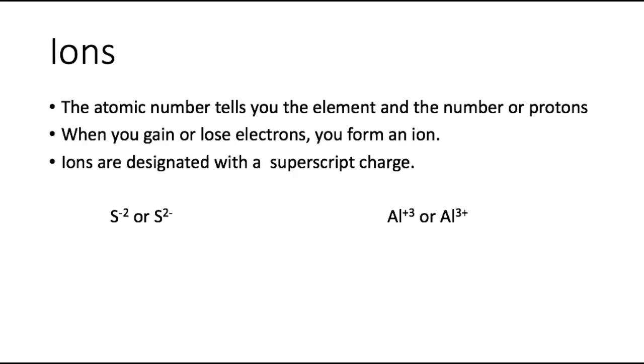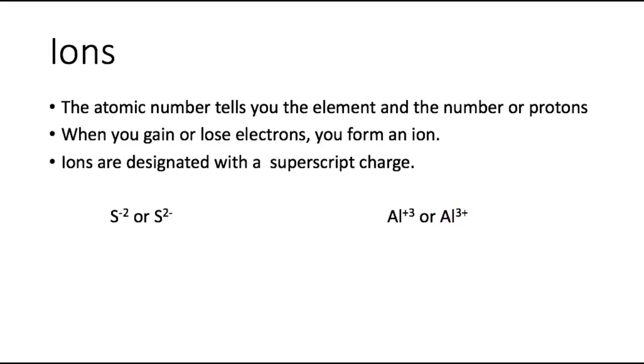Ions, on the other hand, are atoms that have a charge. So we're no longer dealing with a neutral atom, we're dealing with an ion, or an atom that carries a charge. The atomic number tells you the element and the number of protons, but when you gain or lose electrons, you form an ion. Ions are designated with a superscript charge. So for example, we can have sulfur, designated S-2 or S2-, and we can have aluminum that has a charge of +3 or 3+.